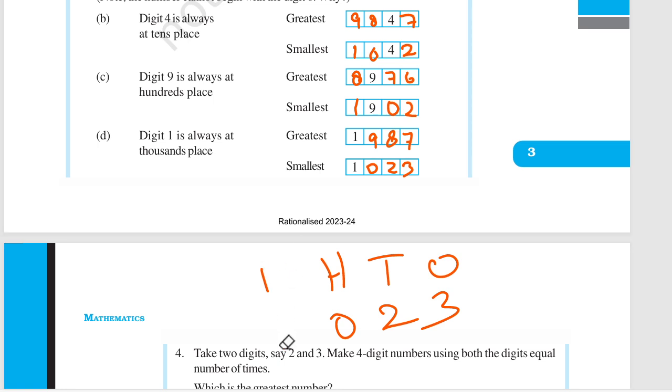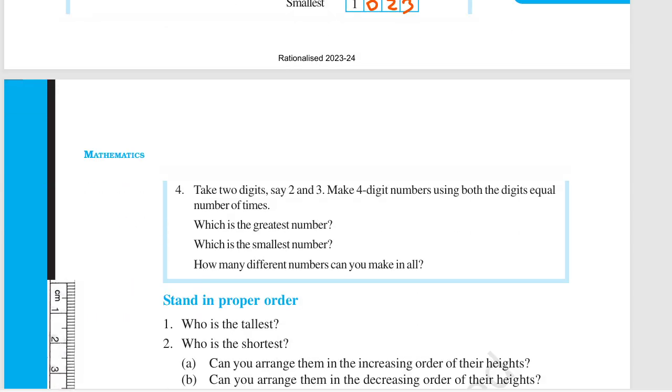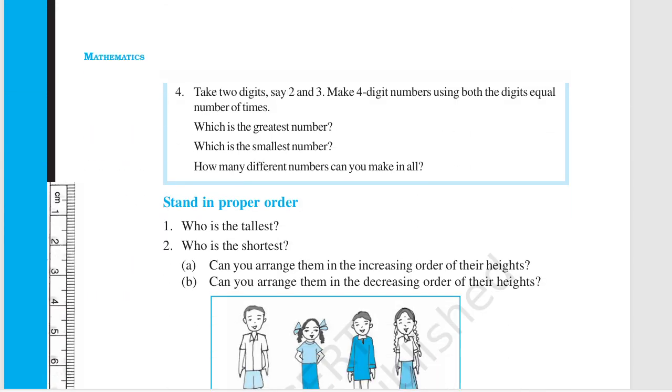I hope you guys have understood how to make numbers using four different digits, where there is a condition that this digit will be in this place only. Means if there is a condition that 5 will be at the ones place and 6 will be at the hundreds place, you cannot remove that number or repeat that particular number again. Now we will move towards the next question.